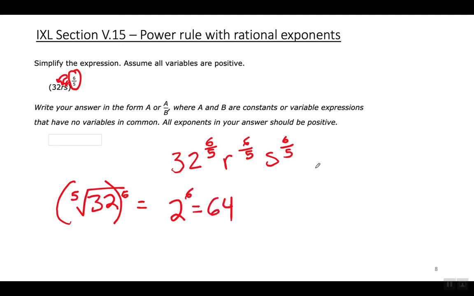2 to the 6th power is 64. So my final answer is going to be 64 r to the 6th power. Wait, I said that wrong. 64 r to the 6 over 5 power and s to the 6 over 5 power.